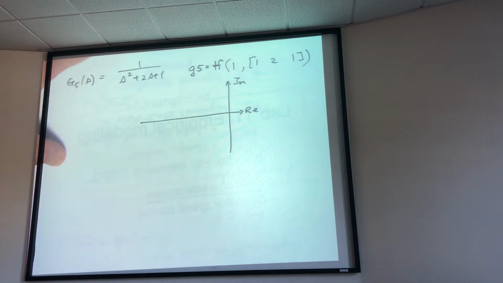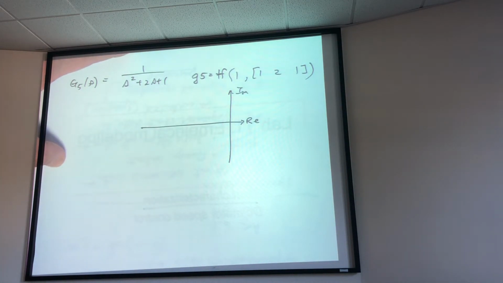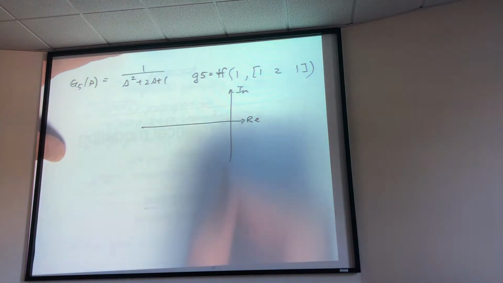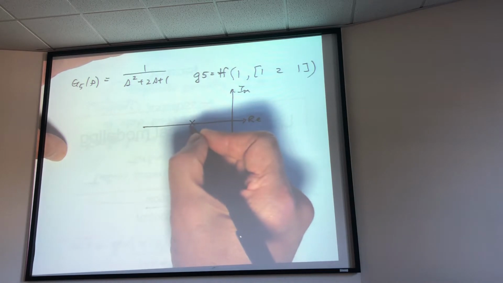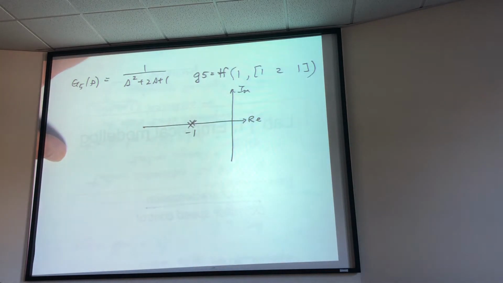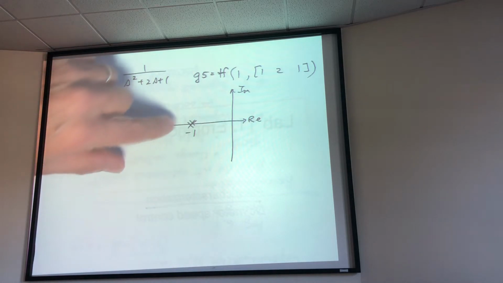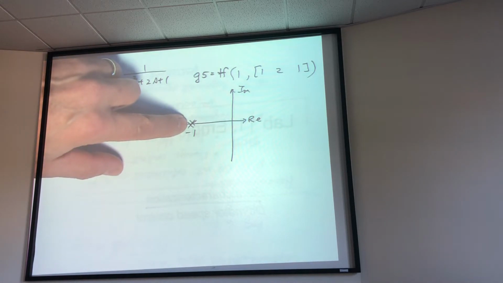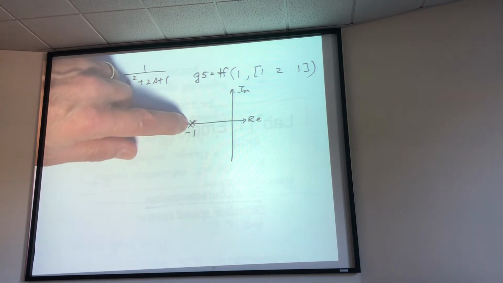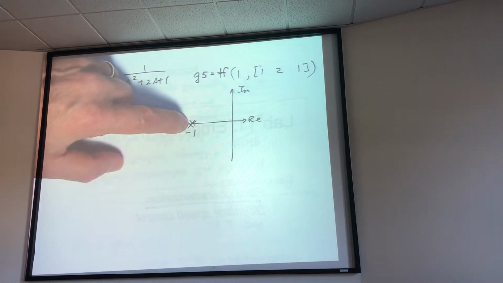Label real and imaginary. Sketch in our open loop model. The open loop model has 2 poles right here. There are 2 branches. They're going to start at the X marks, so I need to draw 2 branches that start at X marks and go to the O's. There are no O's. There are no open loop zeros. So that means everything goes off the page.